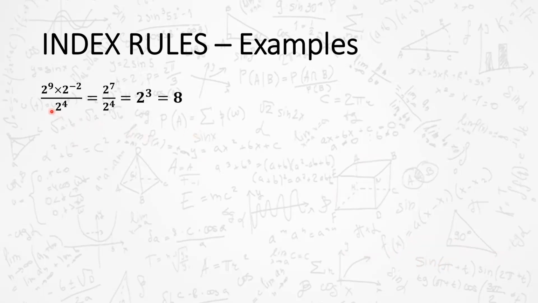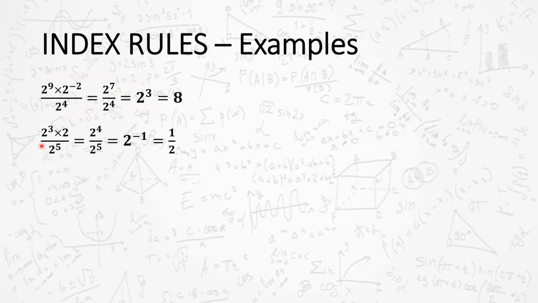Next, 2 to the power 9 times 2 to the power minus 2, over 2 to the power 4. Do the numerator first, so you use the addition. 9 plus minus 2 gives you positive 7. So the numerator is 2 to the power 7 over 2 to the power 4. Then you use the subtraction. 7 minus 4 gives you 2 to the power 3. So the final answer is 8.